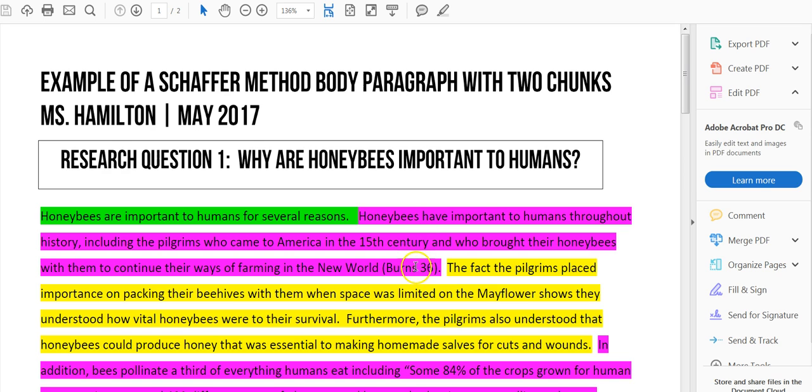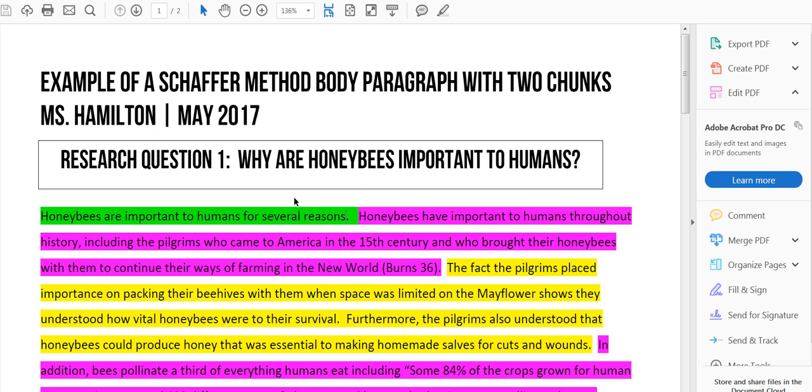I'm going to take my question and flip that into my topic statement. That is the first step in writing a Schaffer method paragraph. The topic statement, of course, expresses the main idea that you'll be writing about. I have written, honeybees are important to humans for several reasons. I have highlighted this in green.